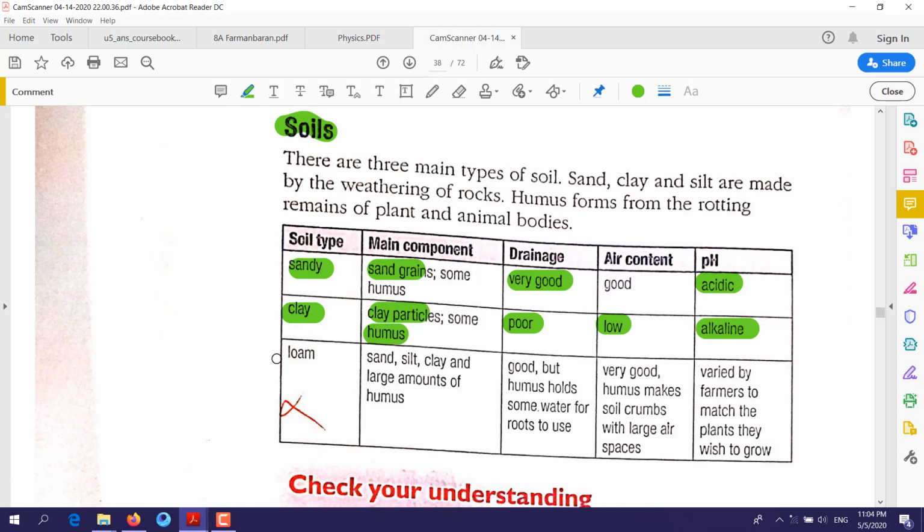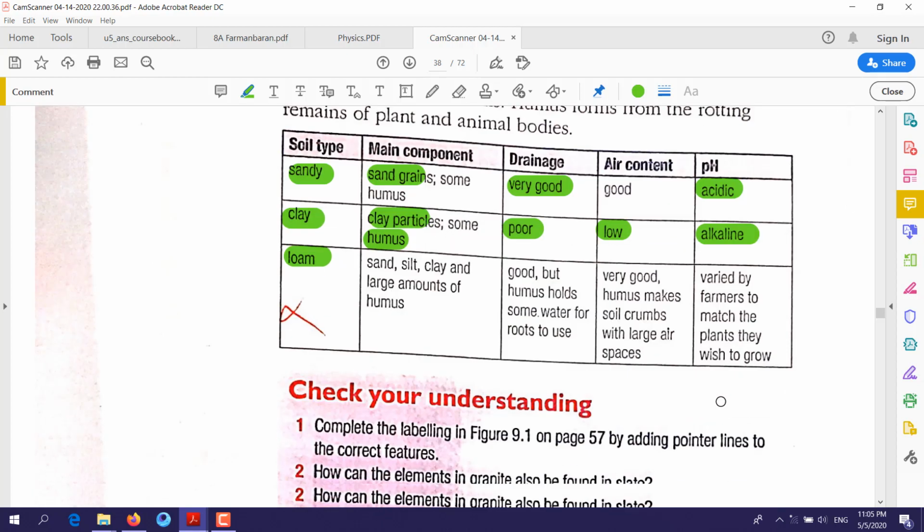There is another kind of soil, we call it loam. Loam, this kind of soil, what is it? It's a mixture between the first one and the second one. So it has some large grains and small grains. The drainage will be in between, okay? It's not very good and it's not poor, it's in between. The air content also will be good. There will be air, okay? And the pH of it will vary. It depends on what kind of substances or fertilizers they use.